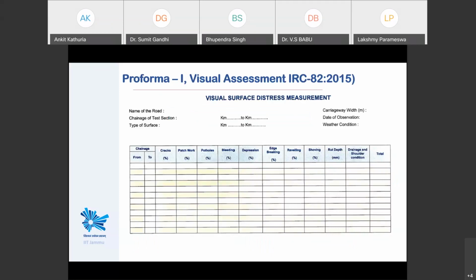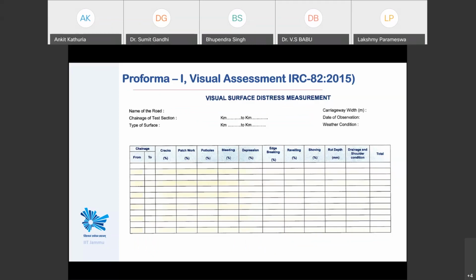Okay, this is Proforma 1. When you don't require precise condition data, it's basically a visual assessment given by IRC 82. What you see in this Proforma is first the name of the road, the chainage of the test section, type of surface, carriageway width, date of observation, and weather condition. These are some basic data which need to be filled for each section, or almost every section. So let's come to the table below.